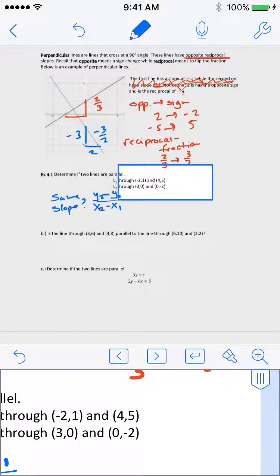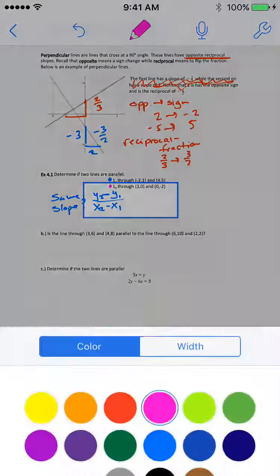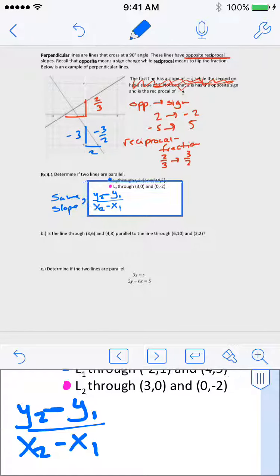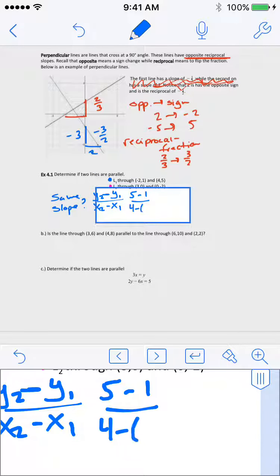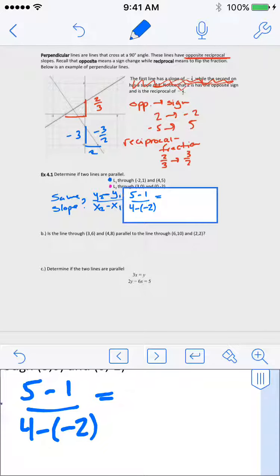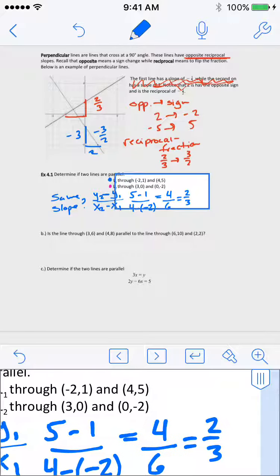So we'll do it for both. Let's do line 1 in blue, and we'll do line 2 in pink. Line 1 in blue: second y, 5, minus the first y, -2. Oops, that's a 3, not a 2. Just kidding. So minus -2, over the second x, 4, minus the first x, -2. We can reduce that down a little bit. We get 4 over 6, or 2/3. Awesome. Let's check the second one out now.